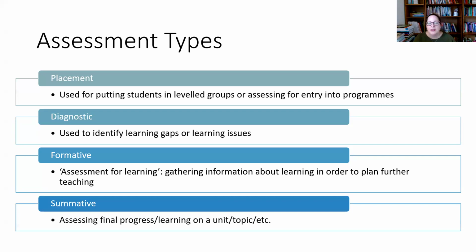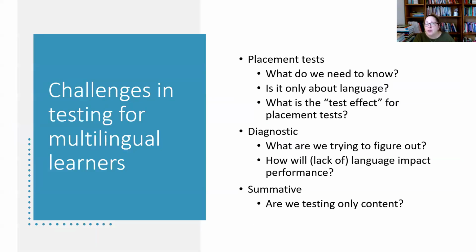And we're also going to talk about summative assessment, which is how we assess final progress in a unit or a topic or any kind of summative overall measure of learning. And so the challenges for testing for multilingual learners with our placement tests, we have to ask the question, what is it we need to know? And how will the student's level of the school language influence how well a student does on that placement test? And so it may be a language placement test, in which case that's a fair measure. But if it's a placement test for anything else, we need to take language into account.